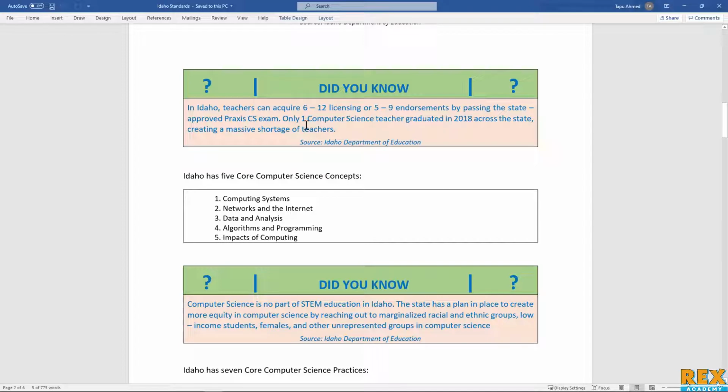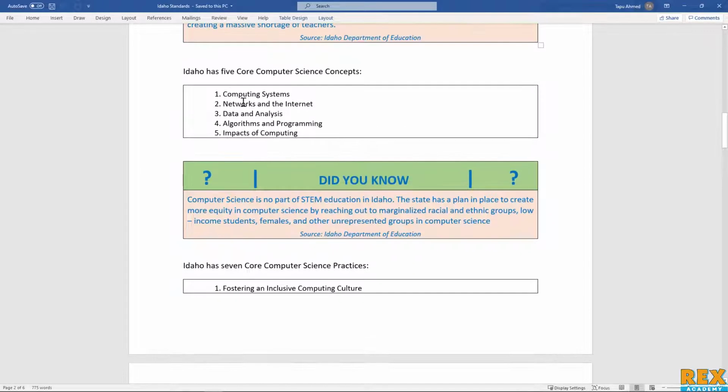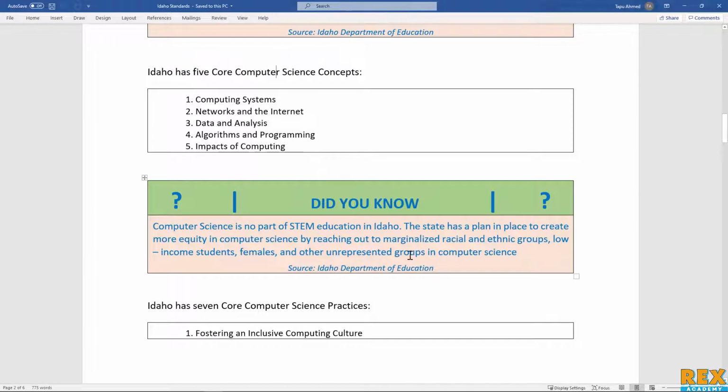Unfortunately, not that many people have done it. As you can see, there is a general shortage of computer science teachers in Idaho. This probably means there will be quite a few teacher shortages across the state. So the Praxis exam tests the 5 core components as outlined here in computer science. Let me make that a bit bigger so we can see a little more.